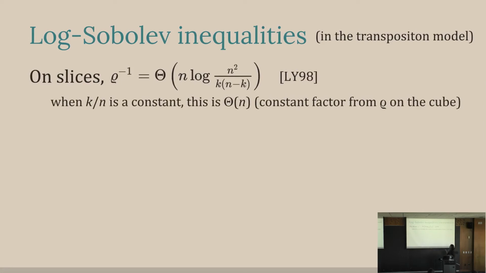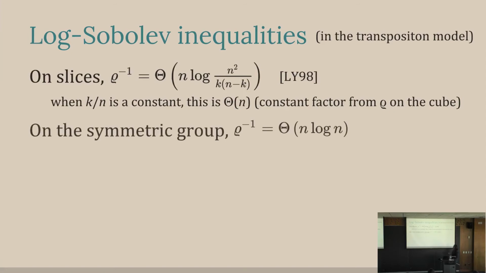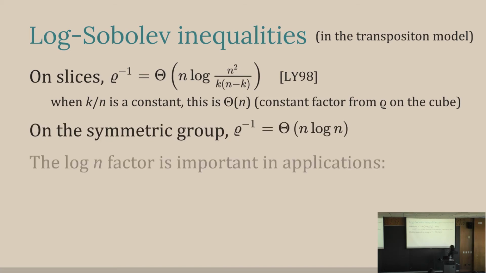So if you look at the slice with this log-Sobolev constant, and you look at k over n being a constant, then this is only a constant factor away from the log-Sobolev constant on the cube, and that gives us a lot of nice things. Whereas people have also calculated the log-Sobolev constant for the symmetric group, and that's n log n.